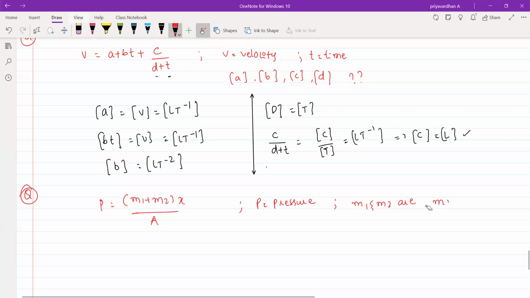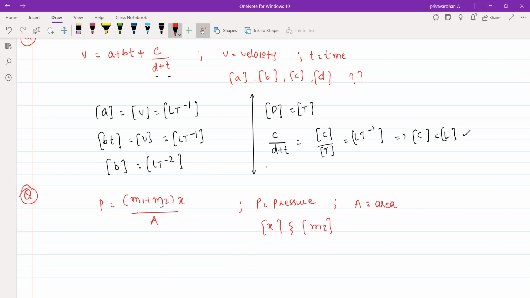Okay, instead of saying they are the masses, we'll do one thing. Just this expression refers to the pressure. Fine. Now I'm asking you, what can be the possible dimensions of M2 as well as X? Nothing I have given. I'm just mentioning it as P is pressure, and even you can take A as area. Now, what are the dimensions of X as well as M2?